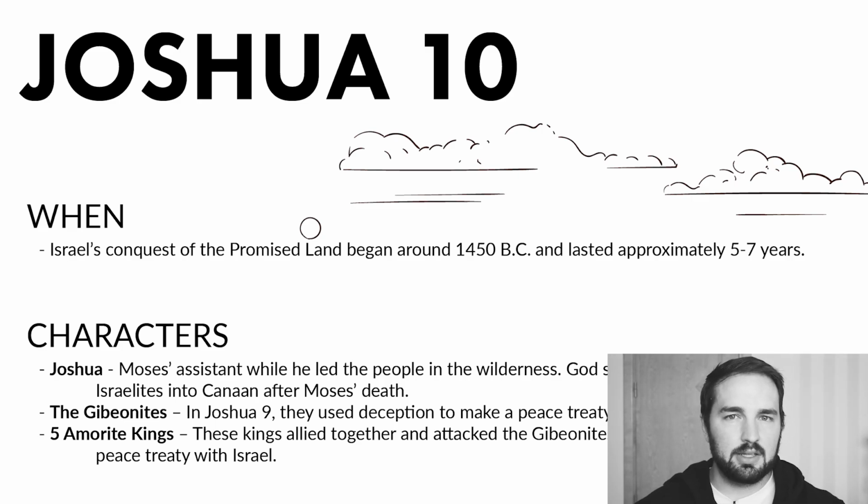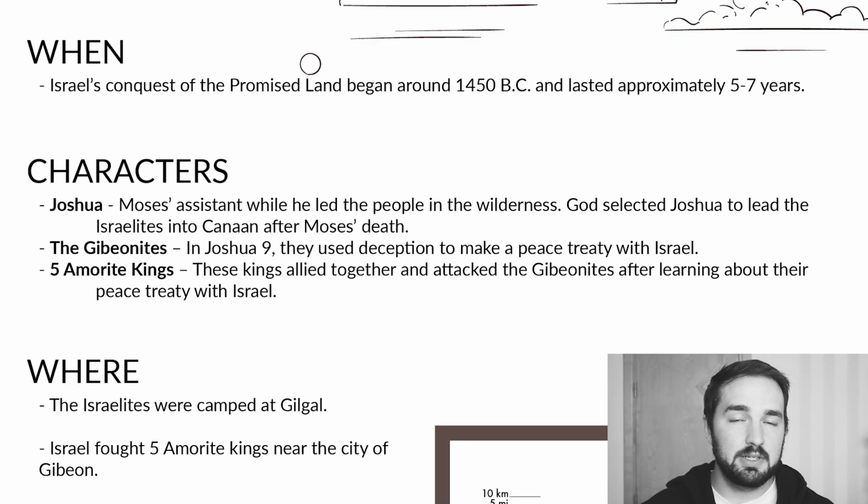The Israelites began their conquest of the Promised Land in approximately 1450 BC, and it lasted approximately 5 to 7 years. Couple key characters that we need to mention in this chapter. Of course, Joshua, he's the leader of the Israelites and the Israelite army. Then the Gibeonites. You remember them from last chapter?